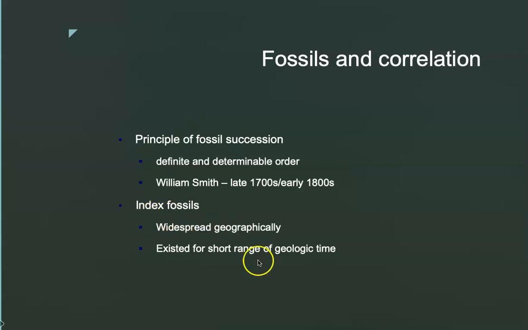An index fossil has to be found all over the world. That makes it useful. That means a geologist from Scotland can tell you how old a rock in America is. Also, they have to have existed for a short range of geologic time. If you pick, for example, a shark fossil, that would not be useful. We still have sharks. I would not be able to tell the age of the rock by a fossil of an animal that lived a long time.